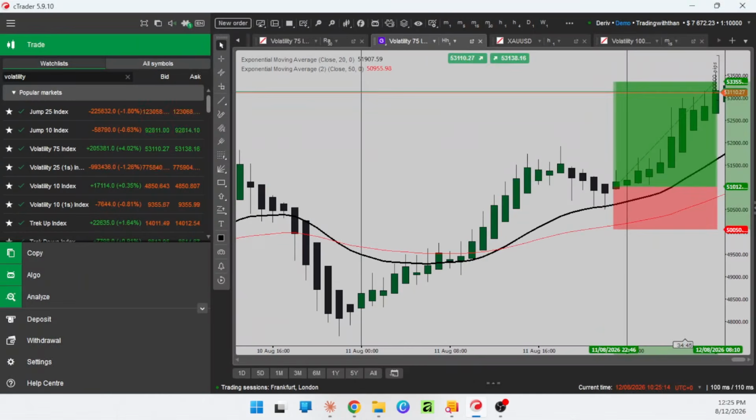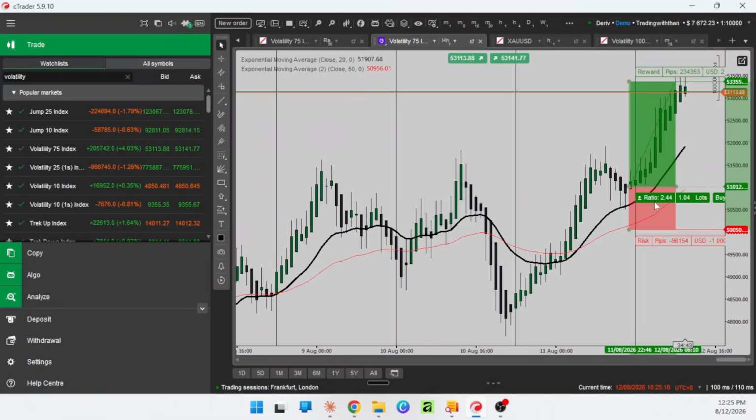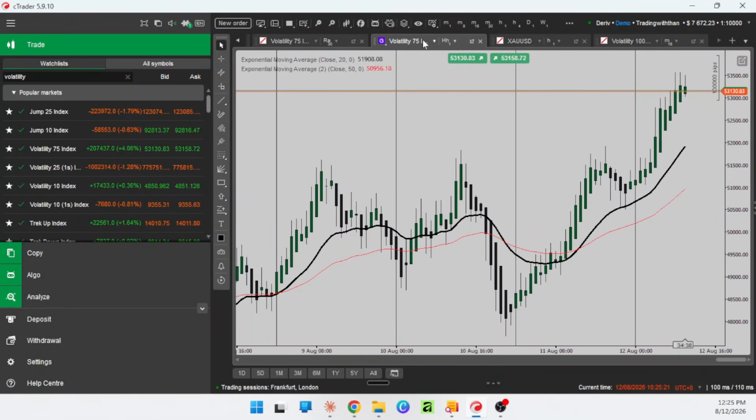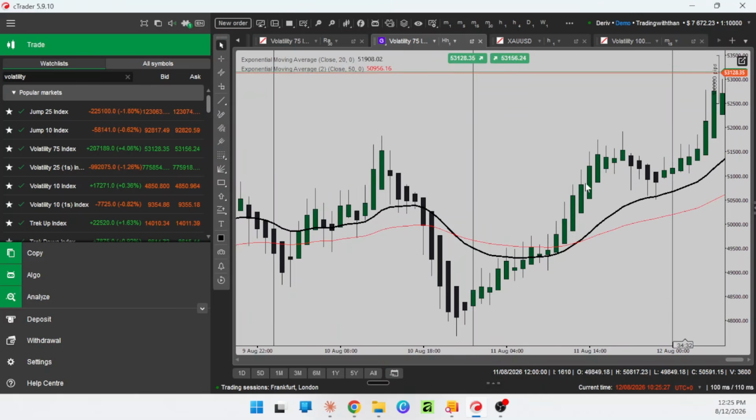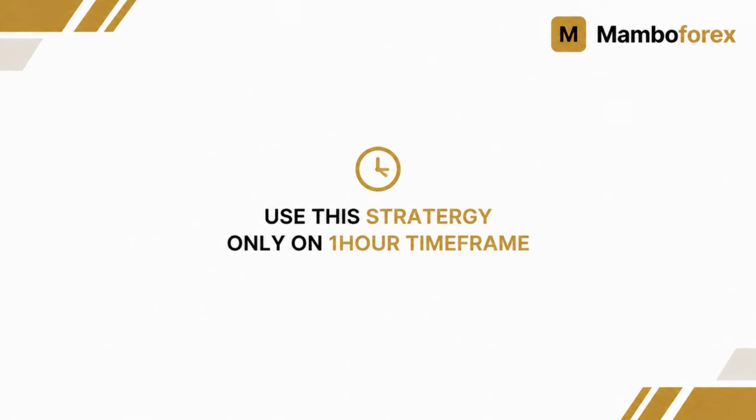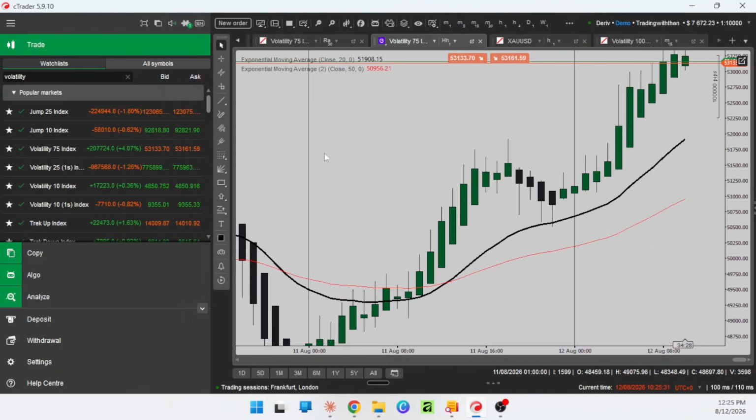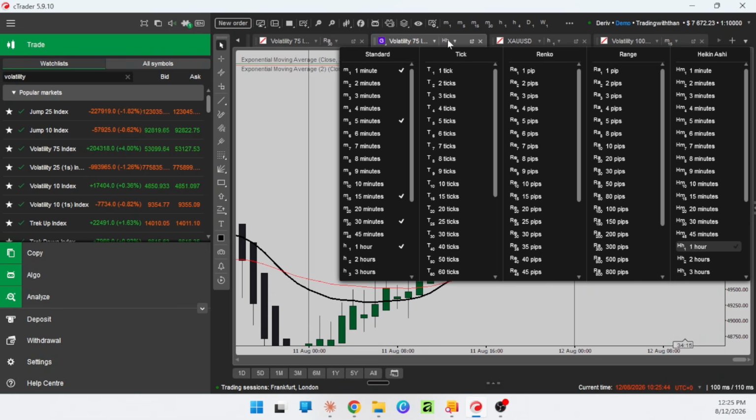So let's look into the market and see how the strategy actually works, right? What we have right here is the chart of the volatility 75 index, and we want to go to the 1 hour time frame. Do not use this strategy on anything that is not the 1 hour time frame, right? Once you go to the 1 hour time frame, you want to use the cTrader platform, right? So this works on the cTrader platform. If you go to the cTrader platform, go to the time frames right here.